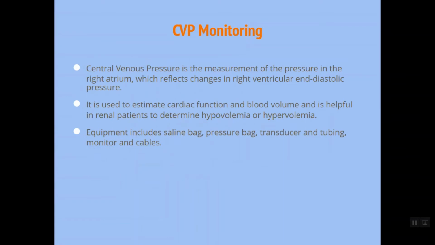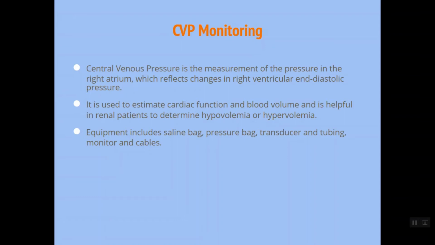So the patient postoperatively will be getting CVP monitoring. CVP stands for central venous pressure, and this is a measurement of the pressure in the right atrium, which reflects changes in right ventricular end-diastolic pressure. It is used to estimate cardiac function and blood volume, as it is helpful in renal patients to determine hypovolemia and hypervolemia. So equipment for CVP monitoring includes a saline bag, a pressure bag, a transducer, tubing, and the monitor and appropriate cables.